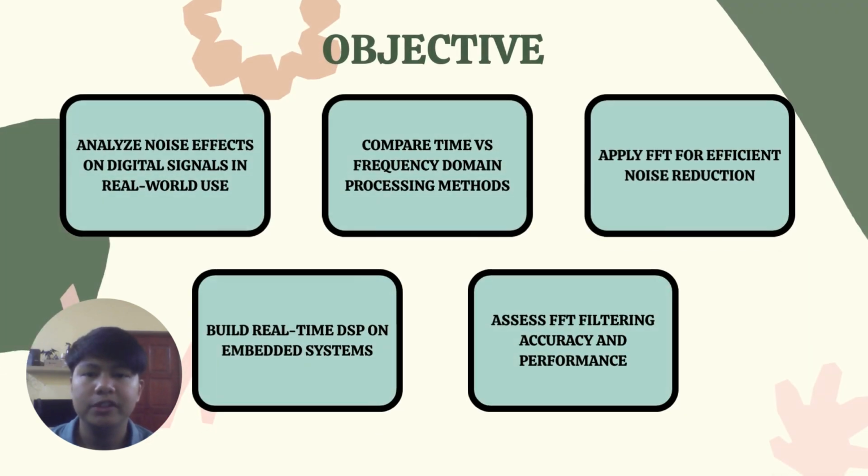So now let's move on to the project objectives. Based on our findings, we have five main objectives for this project. The first is to analyze the noise effect on digital signals in real-world use, then compare time versus frequency domain processing methods, apply FFT for efficient noise reduction, build real-time DSP on an embedded system, and the last one is to assess FFT filtering accuracy and performance.